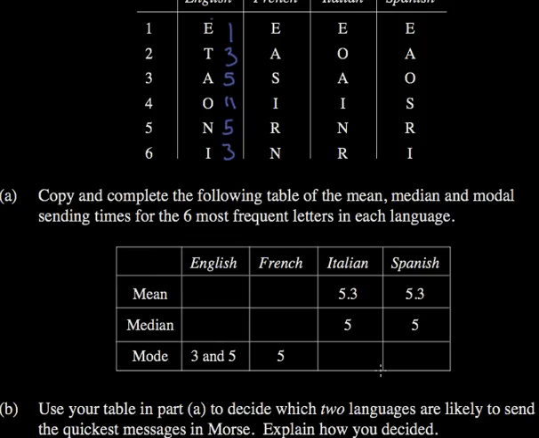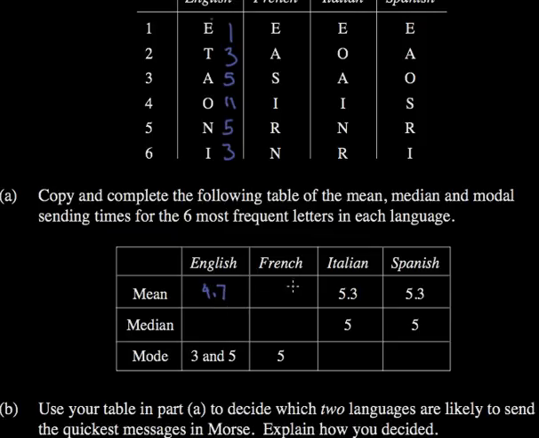So the question here is asking us to copy and complete the table to find the mean, the median, and the modal sending times for the 6 most frequent letters in each language. So for English, what is the mean sending time for the 6 most frequent? What we'd have to do is add together all of these numbers and then divide by 6 because there are 6 terms. So we do 1 plus 3 plus 5 plus 11 plus 5 plus 3, which is 28, and then divide that by 6 to give us 4.7 to 1 decimal place units of sending time.